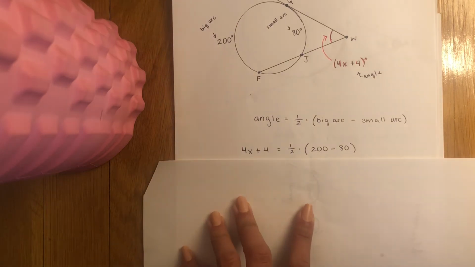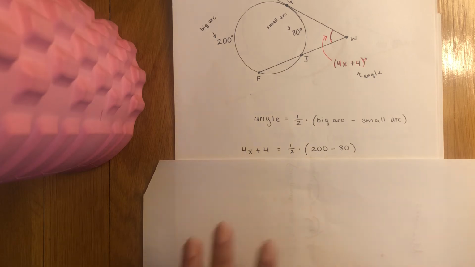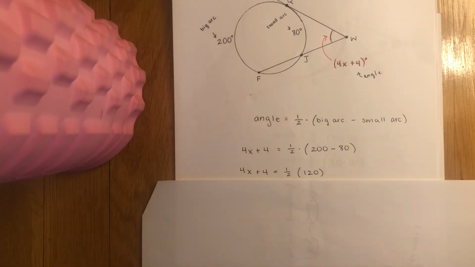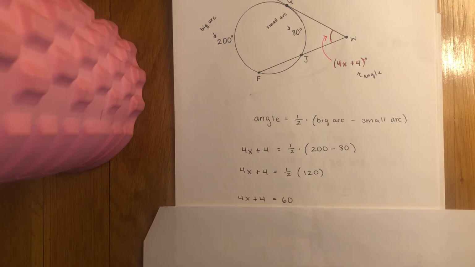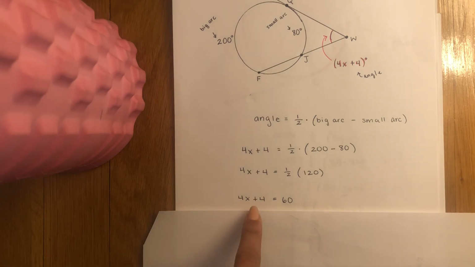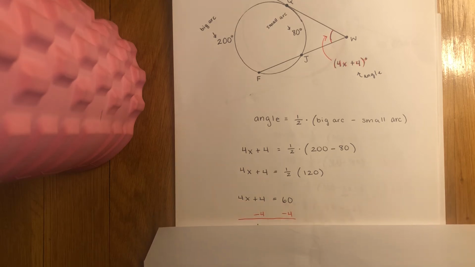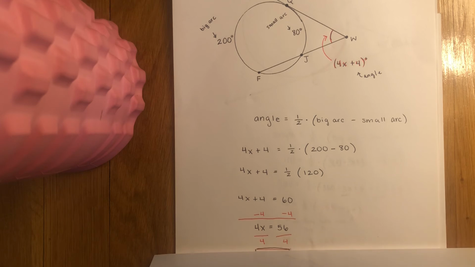All right, first thing we should simplify is this in here. What's 200 minus 80? 120. Then I can simplify this. 1/2 times 120, or 120 divided by 2. You get 60. Now solving for x should be really easy. First thing you should do to both sides, you have 4x plus 4 equals 60. Subtract 4 on both sides. You have 4x equals 56. You have 4 times x. Opposite of multiplying is dividing. And x equals 14. Pretty clean problem.